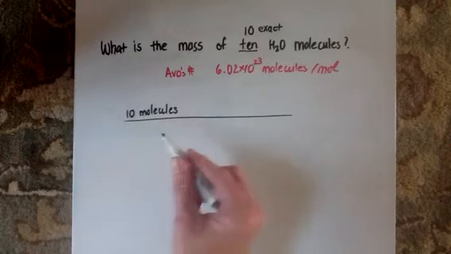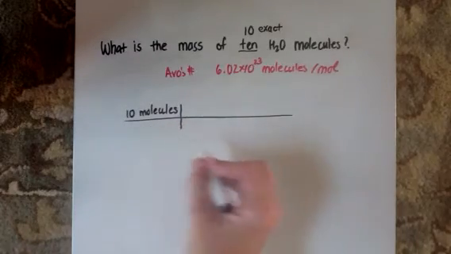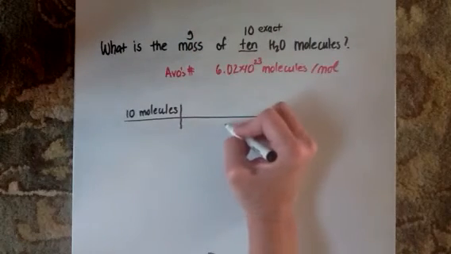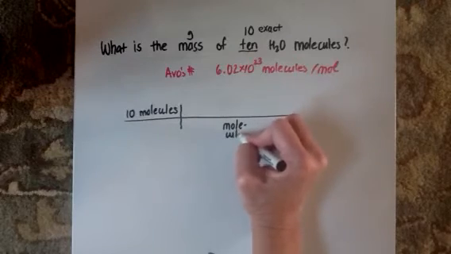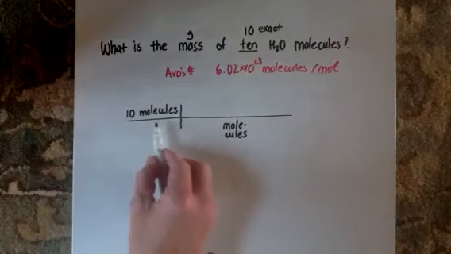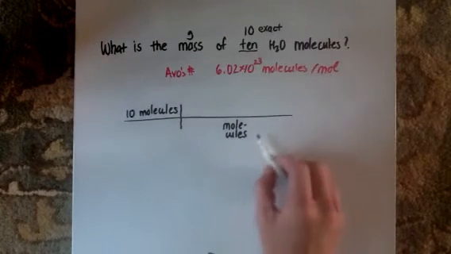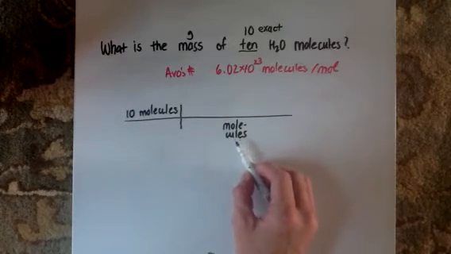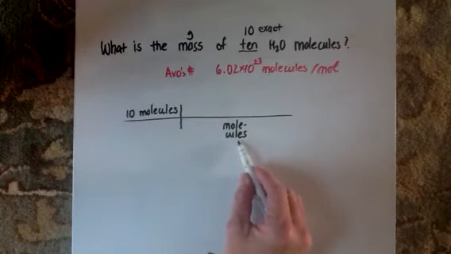So I'm starting with my ten molecules. I know that I'm trying to get rid of molecules. I'm trying to get to mass, which would be grams. We'll put molecules down here so that it will cancel. Be careful not to abbreviate molecules, because a molecule and a mole look very similar when you abbreviate molecules. So either write out the word molecules or abbreviate it just "cules" or something like that. Okay, so molecules down here.